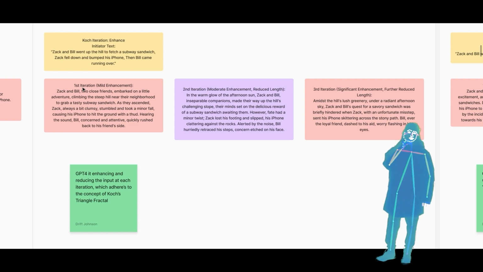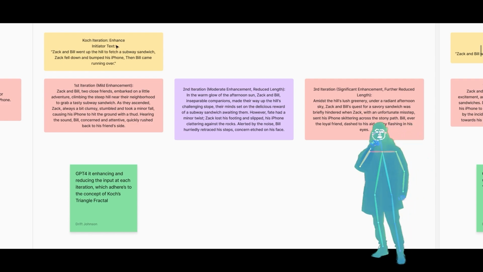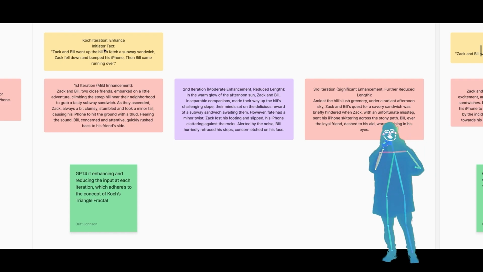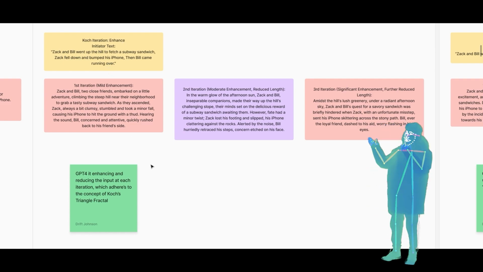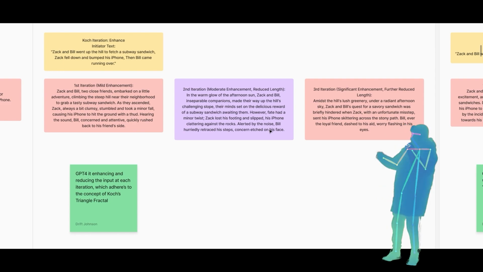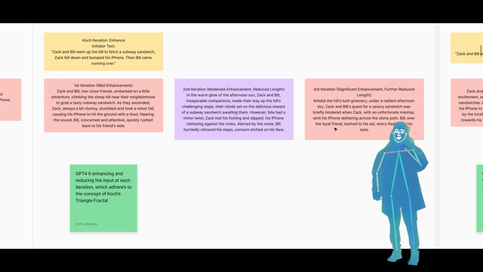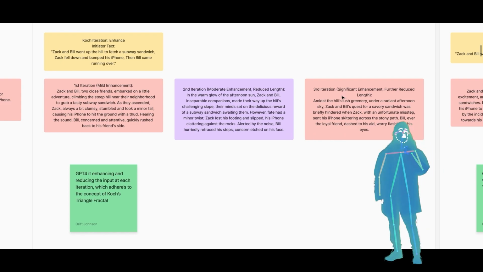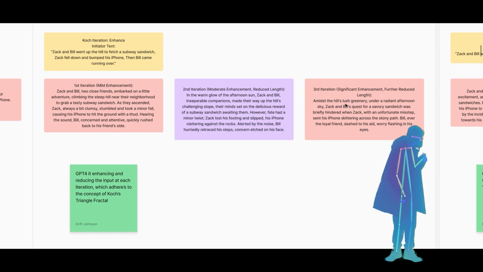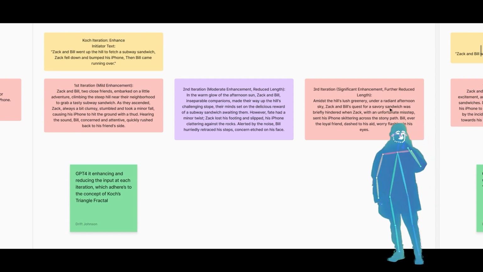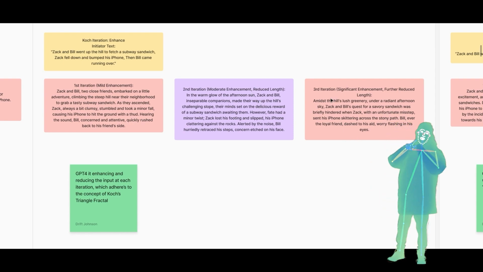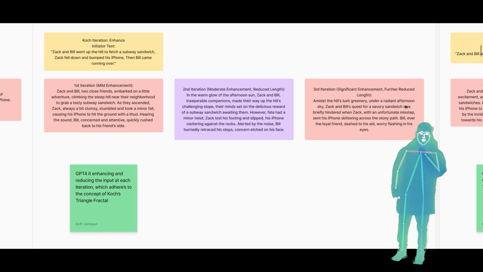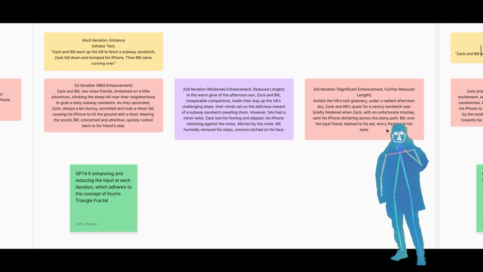But we're getting there. So as you can see here, we're using Koch's iteration enhance with initiator text, same text. And off it goes. And with the reduction, it got bigger, and it kind of got bigger, but it's been reduced. So it will reduce in the second and the third stages. So as you can see here, we've now got a much more well-written version of the same story.